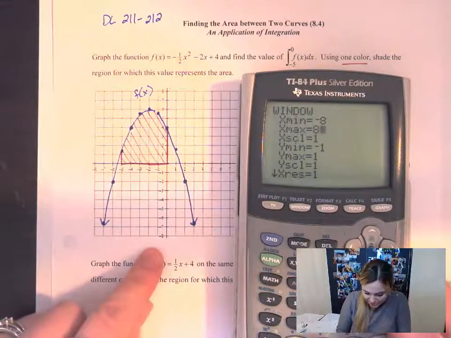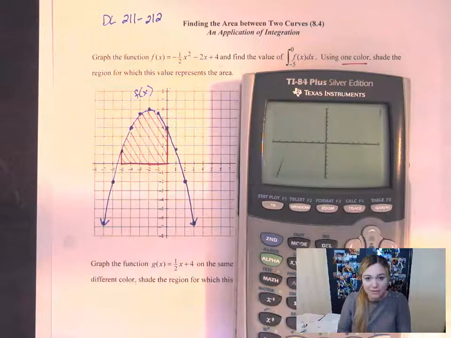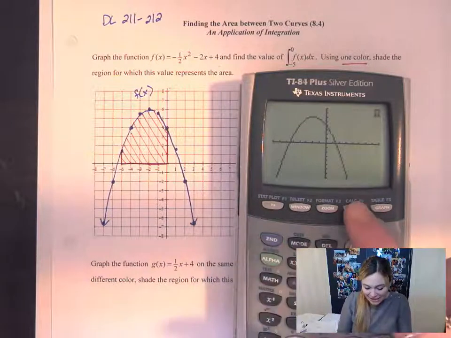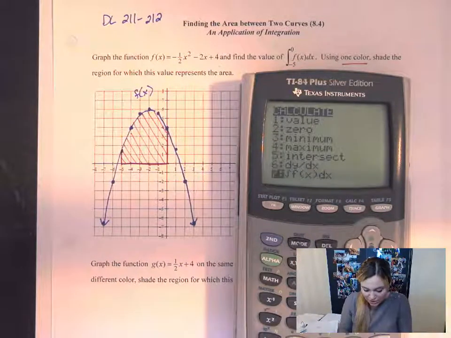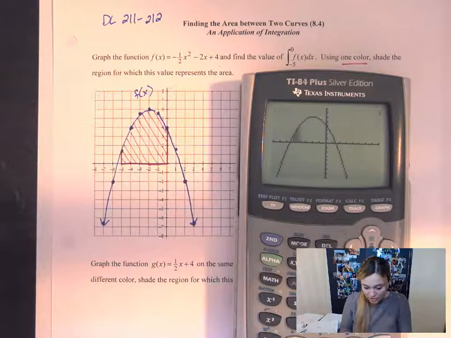I'm going to go -8 to +8. If I graph this, oh look, it looks like the same thing. And if I do second calculate, and I go to the integrate, which is number 7 here, and I'm going from -5 to 0. So pretty. That's what we have.